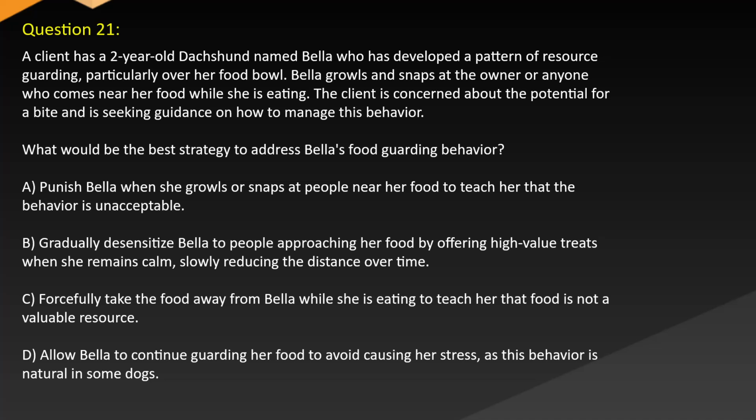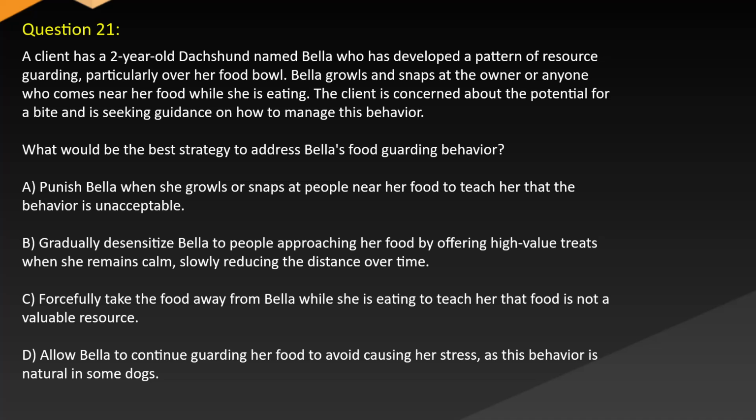Question 21. A client has a 2-year-old Dachshund named Bella who has developed a pattern of resource guarding, particularly over her food bowl. Bella growls and snaps at the owner or anyone who comes near her food while she is eating. The client is concerned about the potential for a bite and is seeking guidance on how to manage this behavior. What would be the best strategy to address Bella's food guarding behavior?